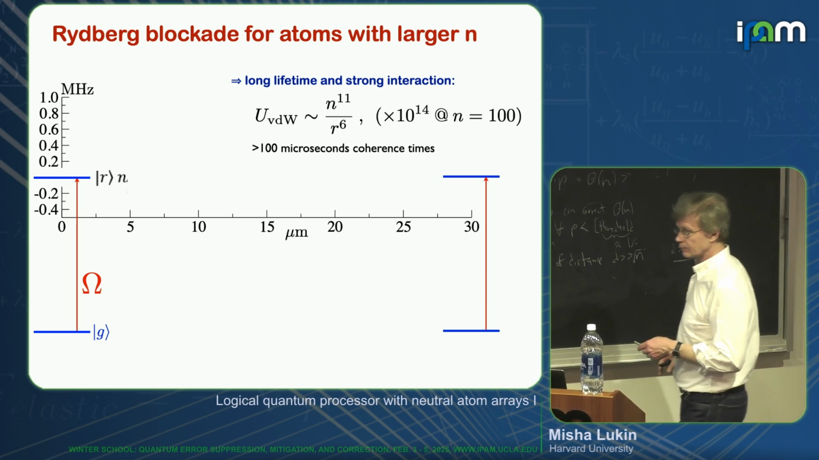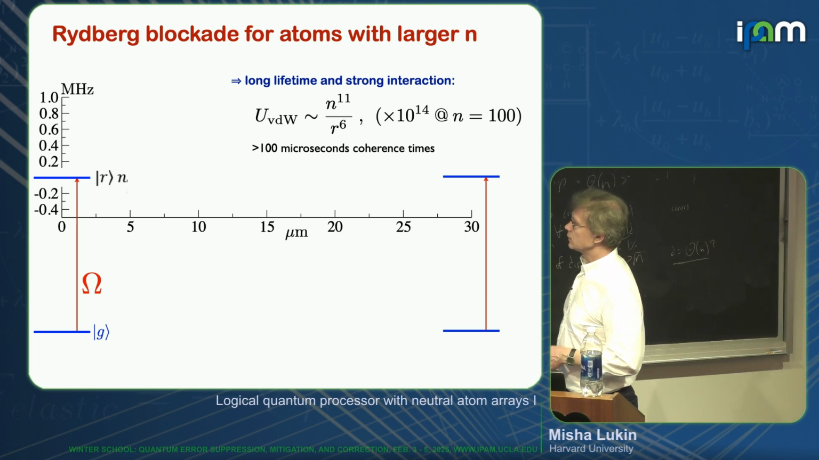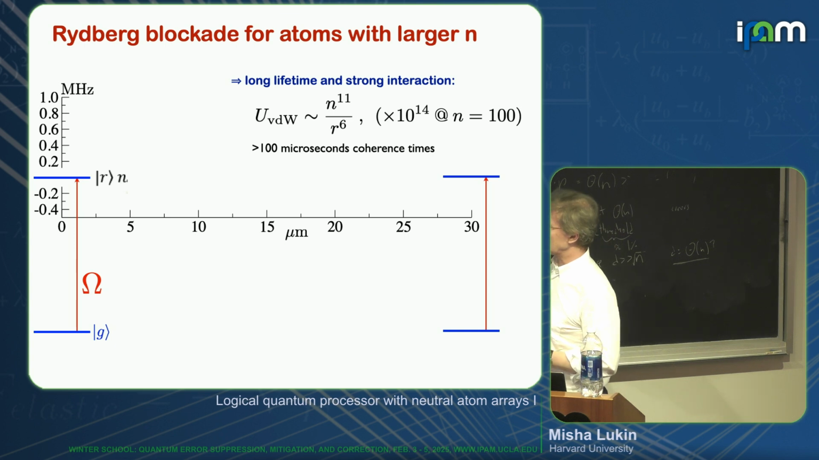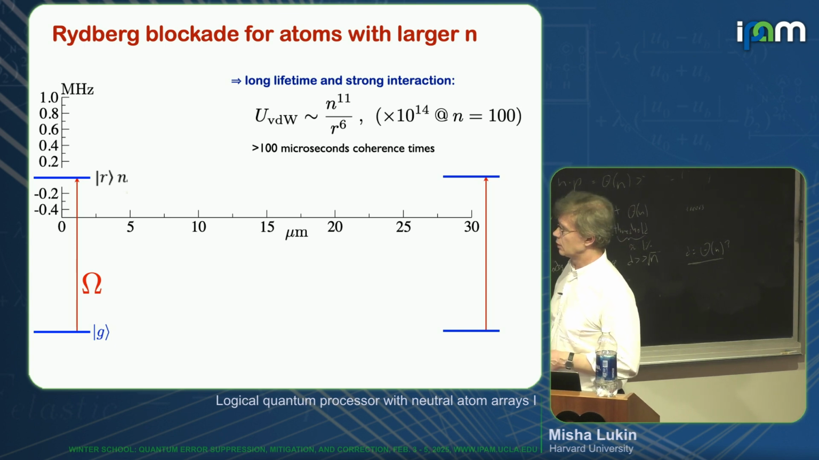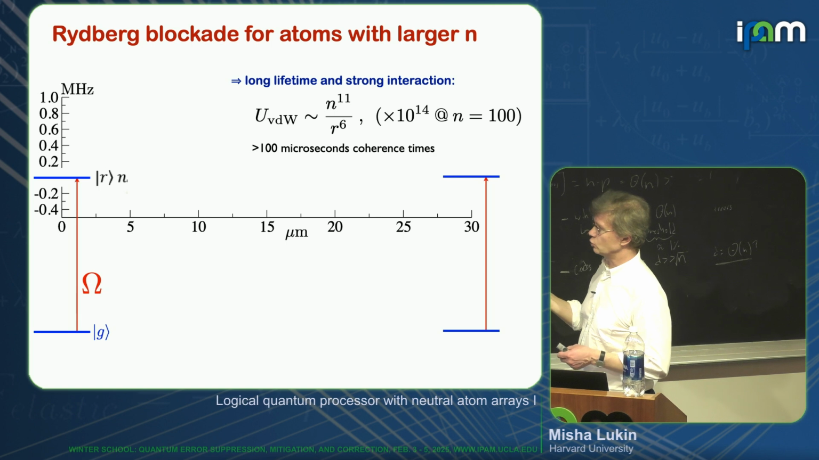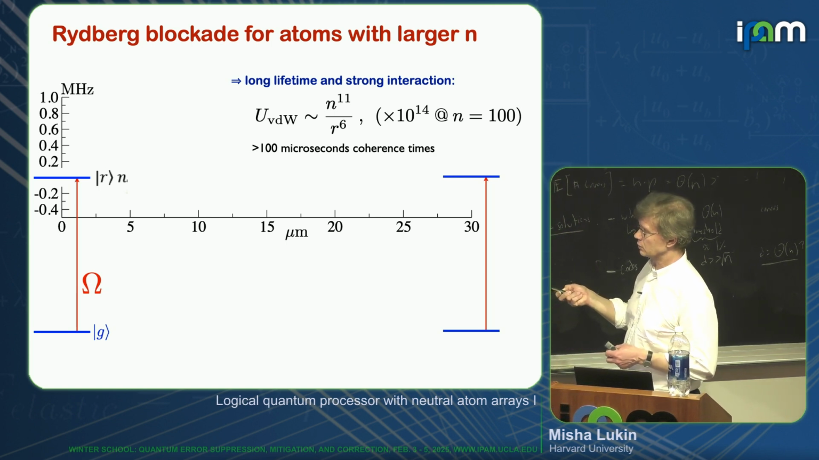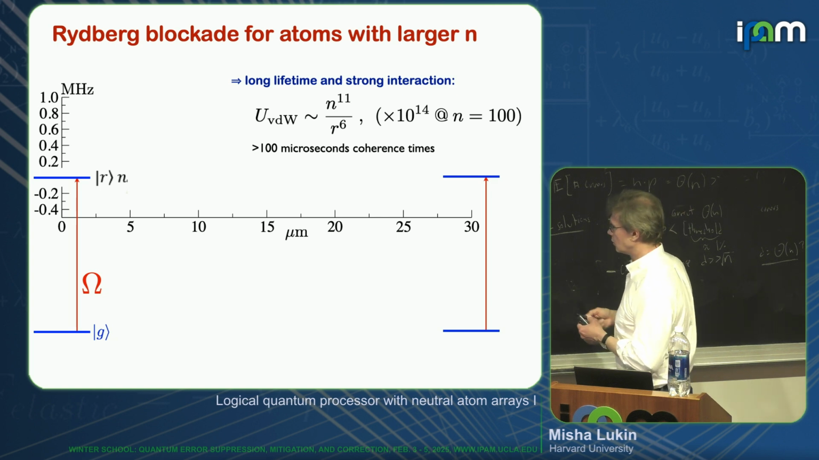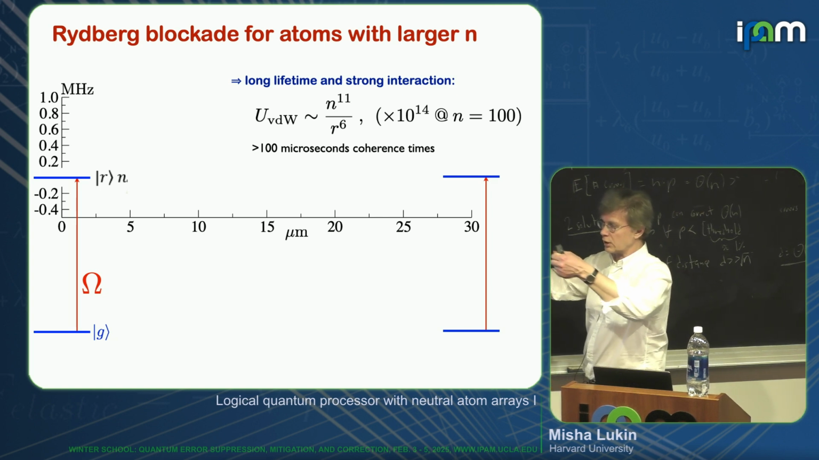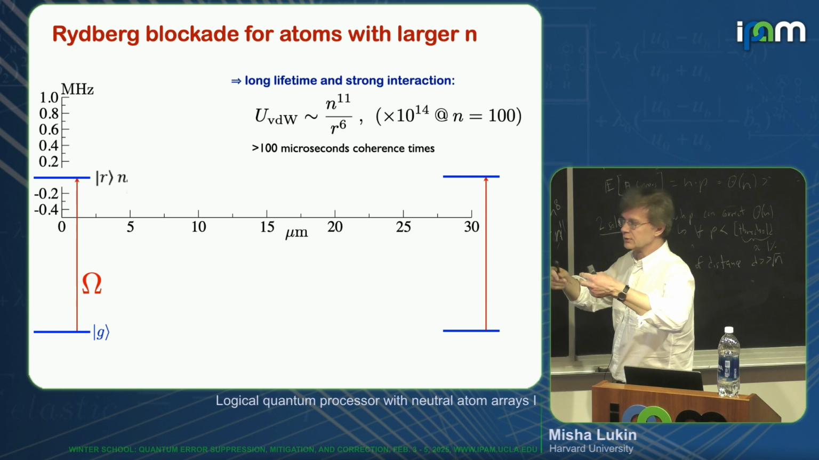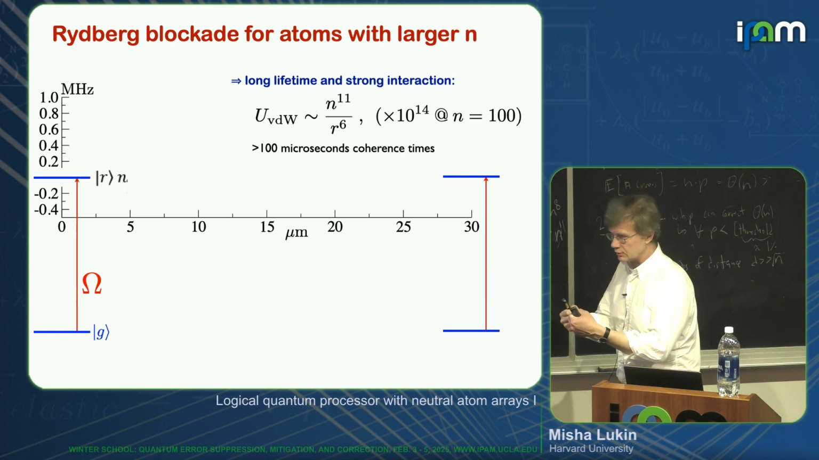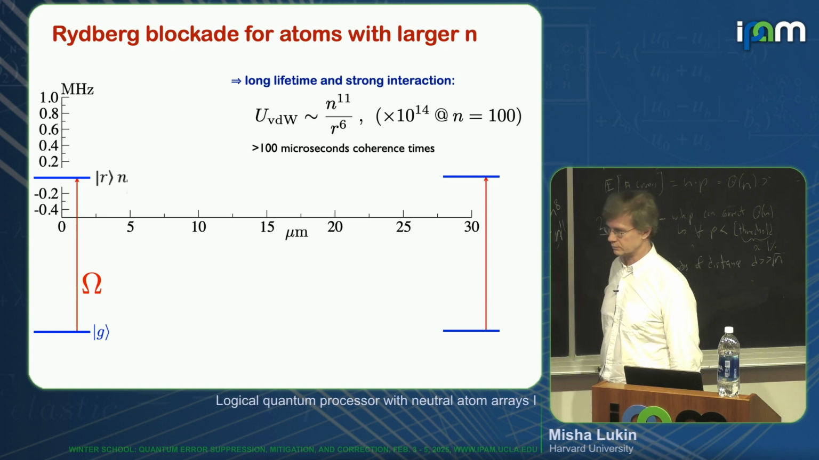What is this 10 to the 14th times 10? So it's just, n to the 11th is the scaling, but 10 to the 14th is actual for n equals 100. It's the van der Waals interaction relative to the van der Waals interaction in the ground state atoms. So the ratio between the van der Waals interaction for n equals 100 Rydberg states divided by the ground state interaction is 10 to the 14.